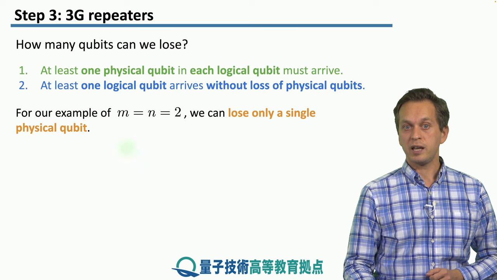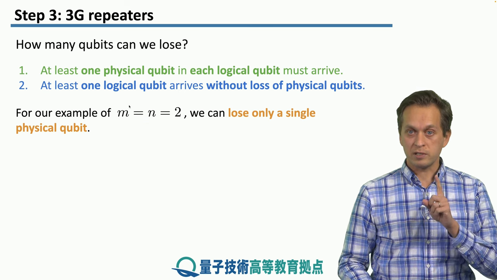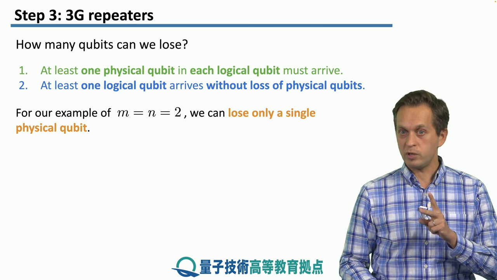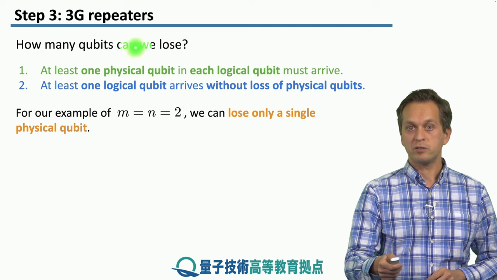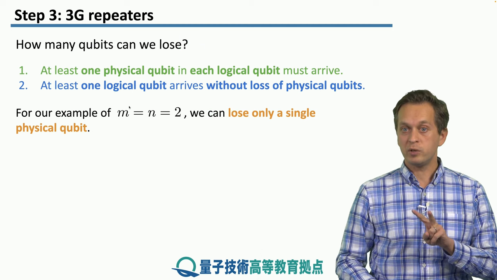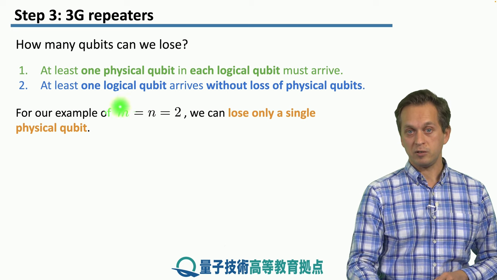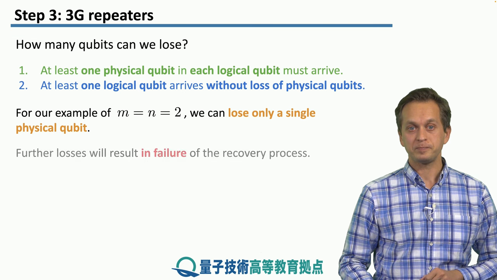For example, for the case of m and n equal to 2, we're only allowed to lose a single qubit. If we lose 2 qubits from the same logical qubit, we don't satisfy the first condition. And if we lose 2 qubits, one from each logical qubit, then we don't satisfy the second condition. So we're only allowed to lose a single qubit.